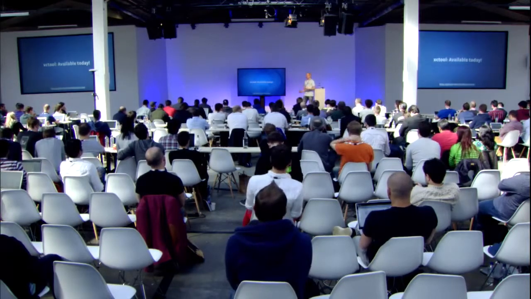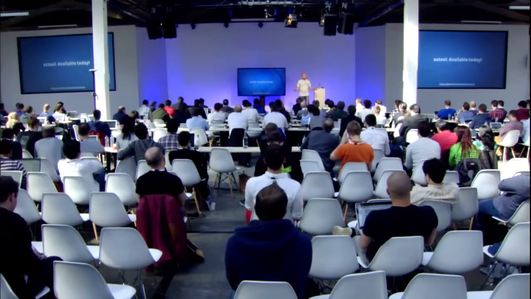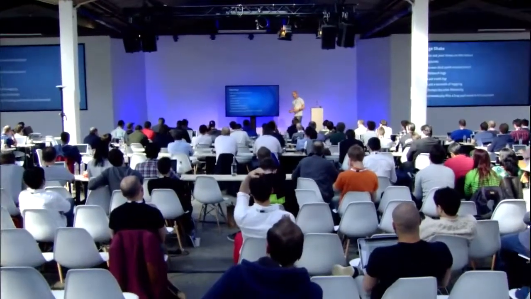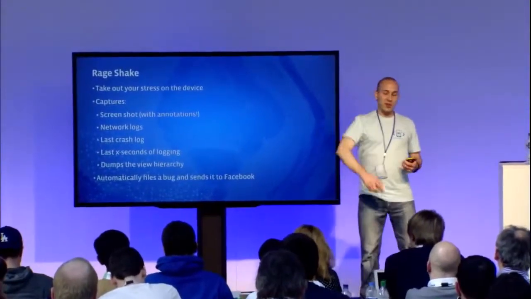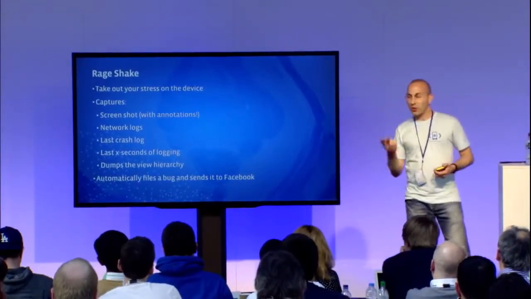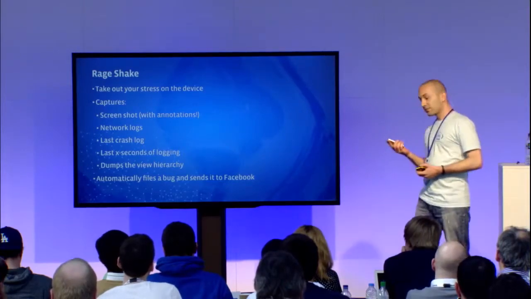All right, so there are some other tools that we have for internal testing. One of them is something called Rage Shake. And Rage Shake is great. When our employees find a bug, they take their frustration out on their device and they shake it, and we use the accelerometer to tell that what they're really trying to do is report a bug.